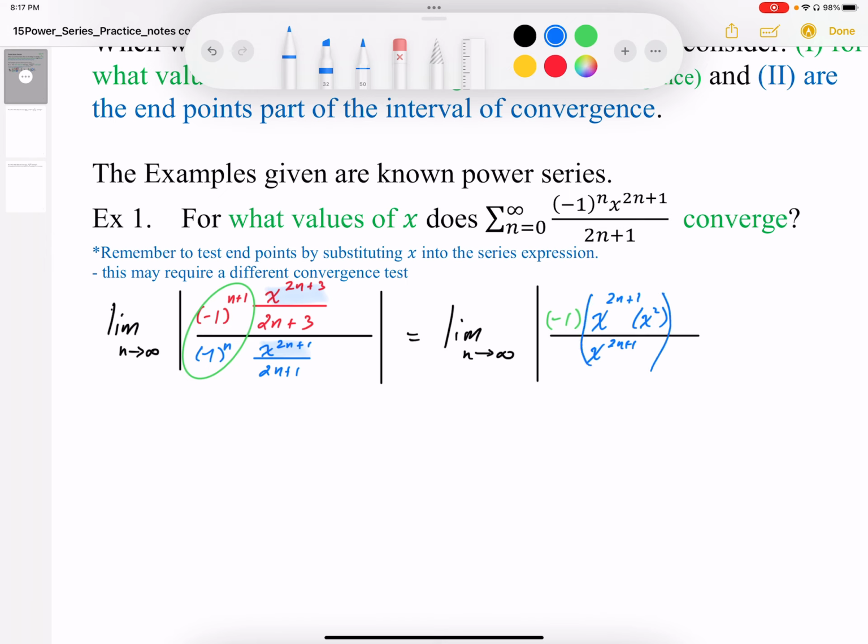And we can see that we're going to have some factors of x to the power 2n plus 1 cancel out. We're going to be left with x to the power of 2. And then lastly, we're going to group together these terms here, the 2n plus 3 over the 2n plus 1. The 2n plus 1 ends up in the numerator, and then the 2n plus 3 ends up in the denominator, and we're going to do the limit of that going to infinity.